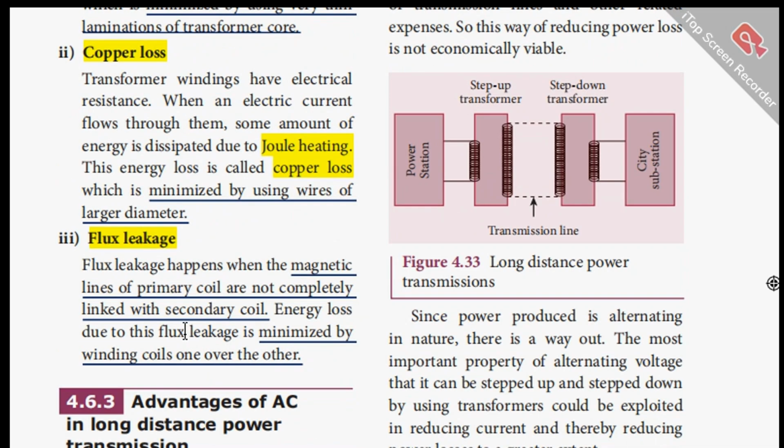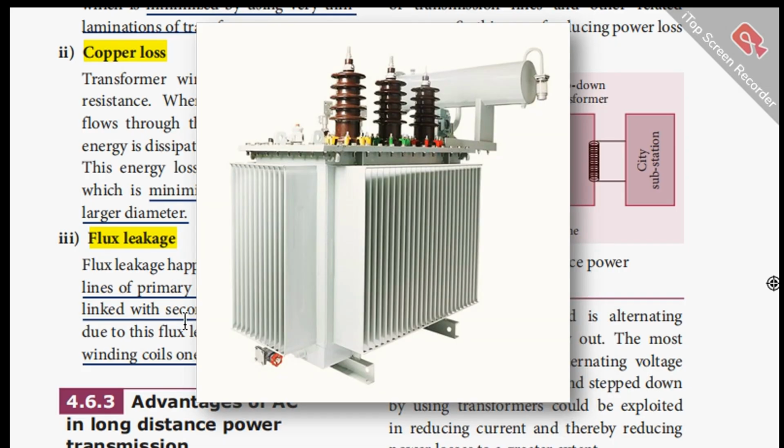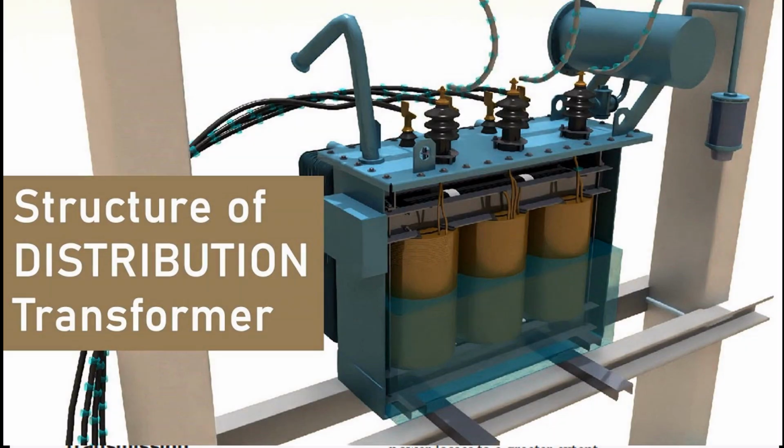Next, we will study flux leakage. This happens when the magnetic lines of the primary coil are not completely linked with the secondary coil, and the energy loss due to this flux leakage is minimized by winding the coils one over the other.